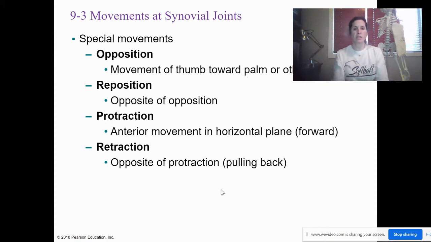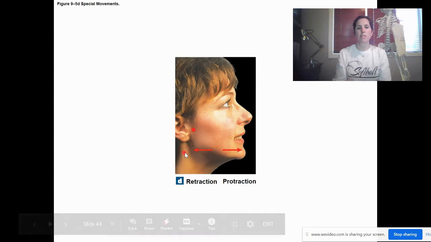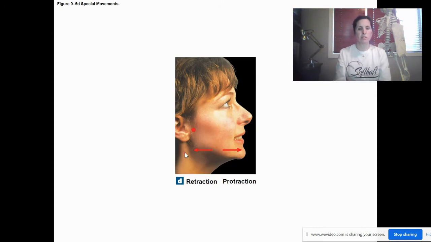Protraction and retraction: protraction is the anterior movement in the horizontal plane, and retraction is the opposite. I will show some pictures of these. So here's the retraction and protraction. You can see that if you bring forward and then backwards, protraction is forward, retraction is bringing it back, of your jaw.